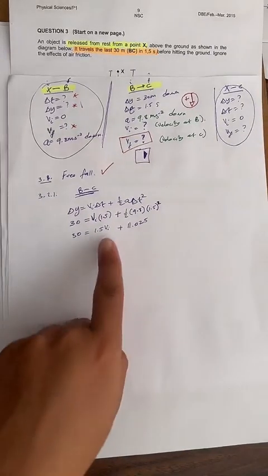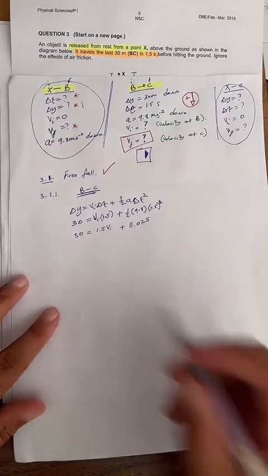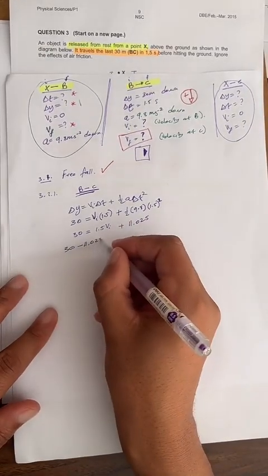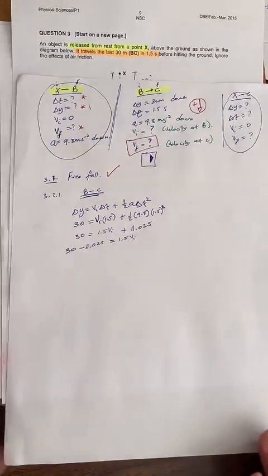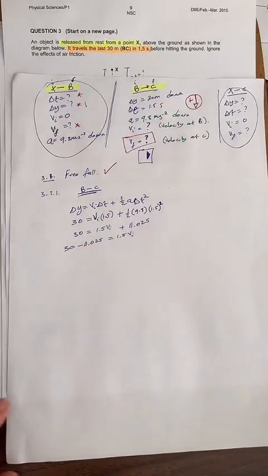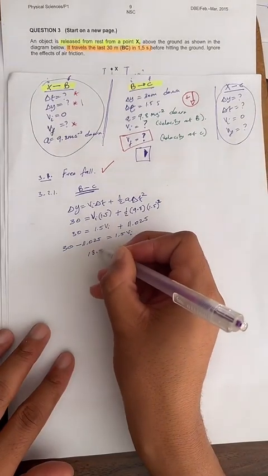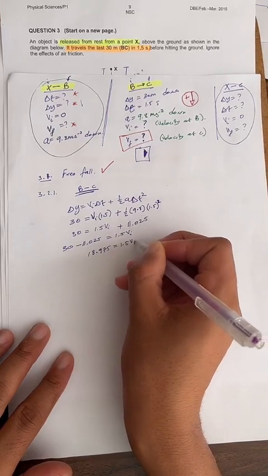Now we are trying to isolate vi because we're looking for vi. So let me take this number to the other side. Now I have 30 minus 11.025 equals to 1.5 vi. Then you subtract the two, you get 18.975 equals to 1.5 vi.